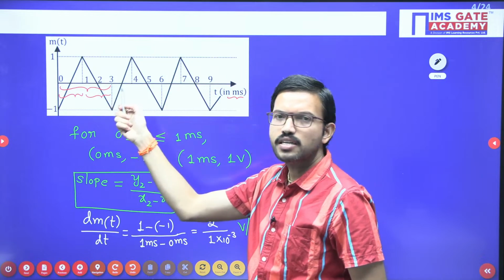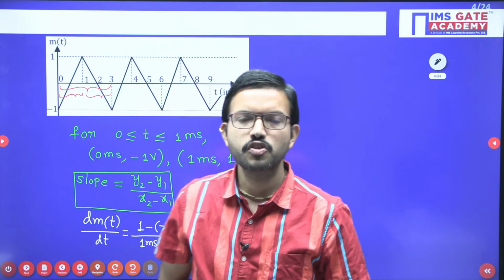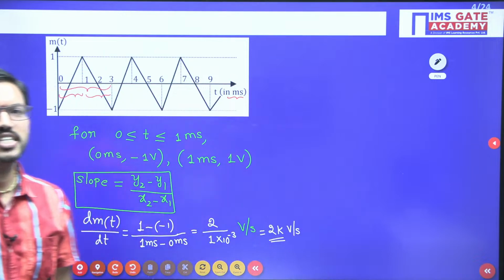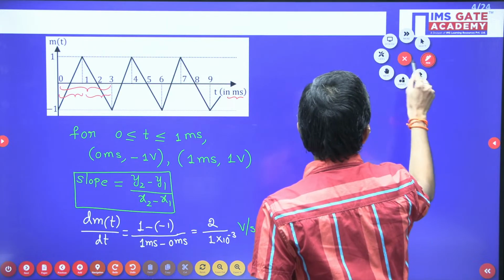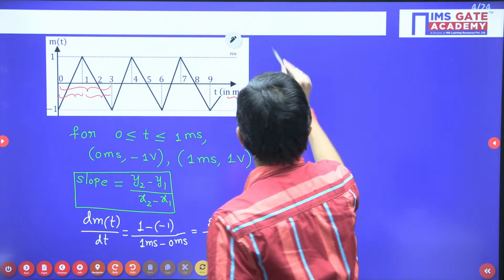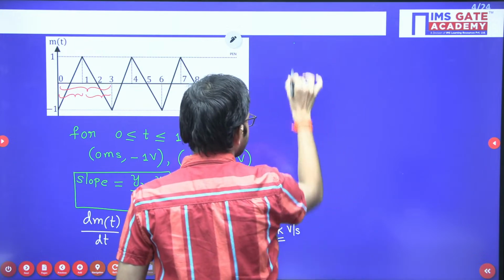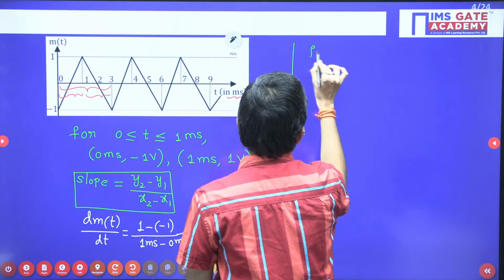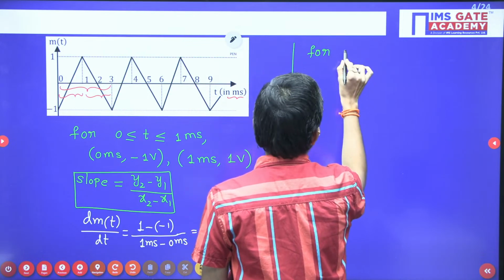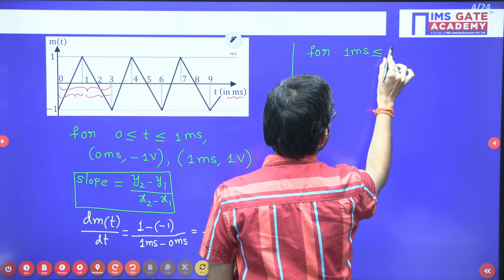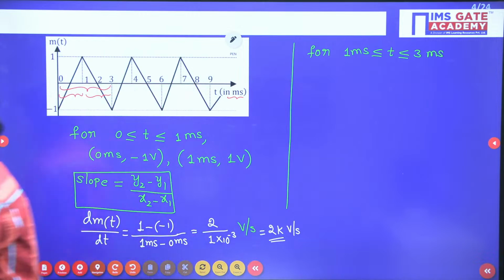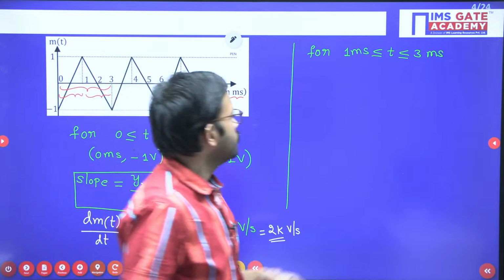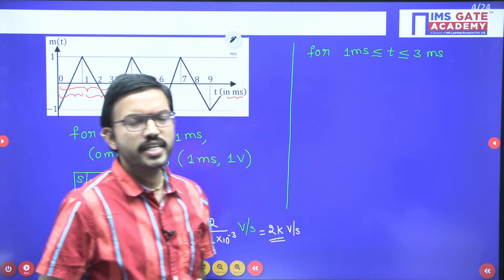Now with this understanding, all of you give a try in the other interval, that means from 1 to 3 millisecond. During that interval, what is the slope you are going to get? All of you quickly mention in the chart. Try to mention what is the answer you are getting. You can mention it in the chart.